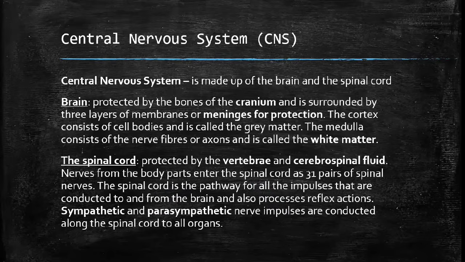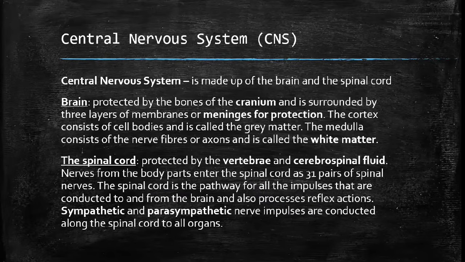And the brain consists of what we call the cortex, which is the gray matter. And then this cortex consists of what we call the cell bodies. And then we're going to look at the medulla oblongata of the brain as well, which consists of the nerve fibers or the axons and is called the white matter. The brain is made up of two different components. It's made up of what we call the gray and the white matter.